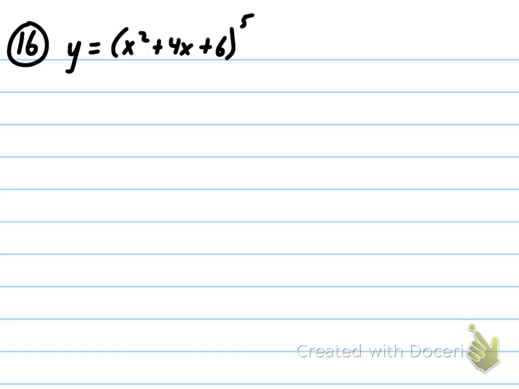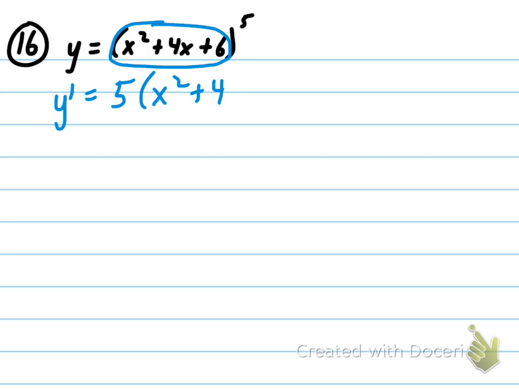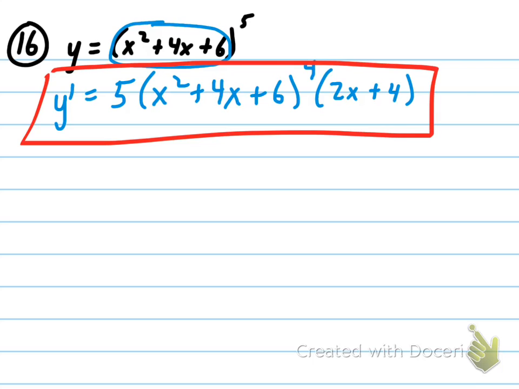Alright, y prime here. For number 16, we have something being raised to a power. So we take the power, bring it out front, multiply it by the something, which is x squared plus 4x plus 6, raise that to the fourth power, and then we multiply by the derivative of the inside. The derivative of x squared is 2x, and the derivative of 4x is 4. Okay, should I box the y prime as well? Yeah.